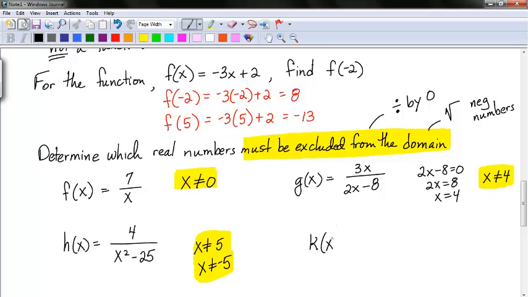And let's say I give you k of x equals the square root of x. What's going to make that? We're not worried about division by 0, we're worried about square roots and negatives. So what's going to make that negative? Less than 0. So x cannot be less than 0. And if you weren't sure, you set that equal to 0 and then solve for x.